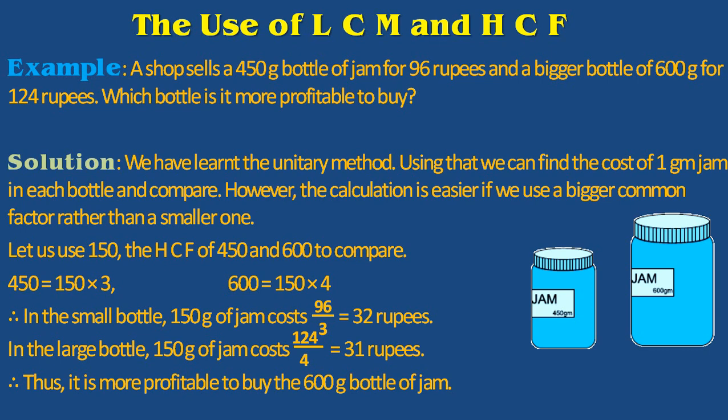In the large bottle, 150 gram of jam is going to cost 124 upon 4. You can see in the sum the cost is 124 rupees, and 150 is the HCF. To make it 600 we have to multiply by 4. So 124 divided by 4 is equal to 31 rupees. Thus it is more profitable to buy the 600 gram bottle of jam.